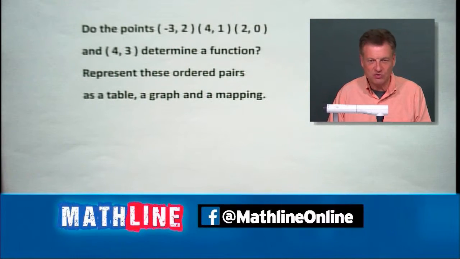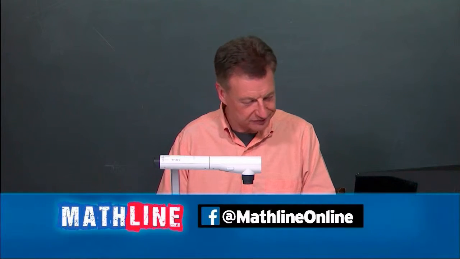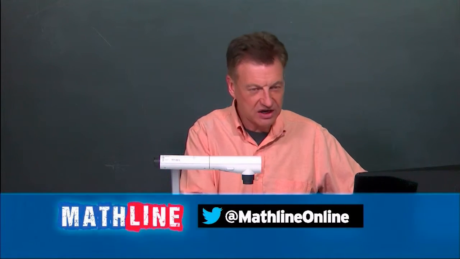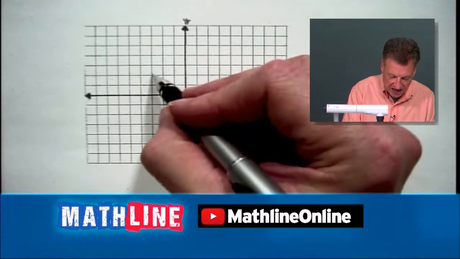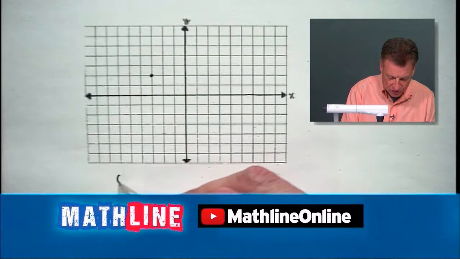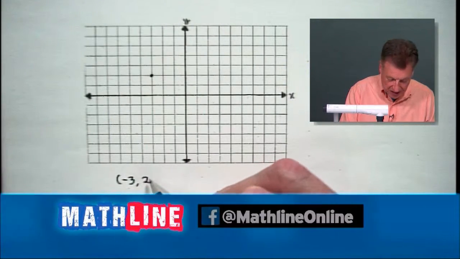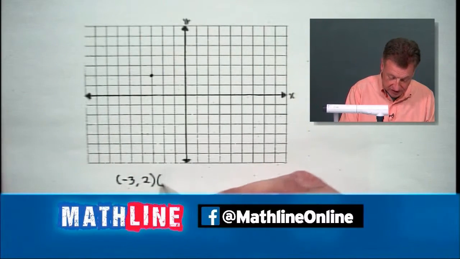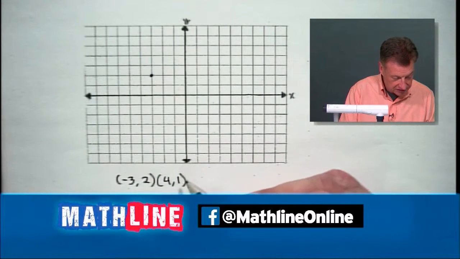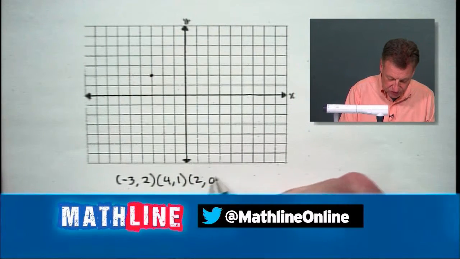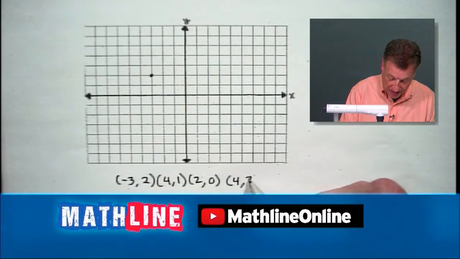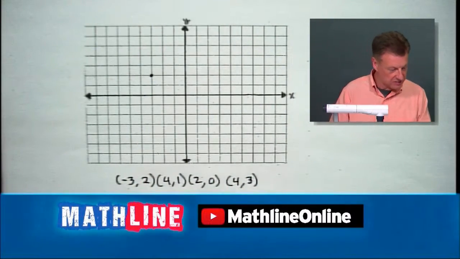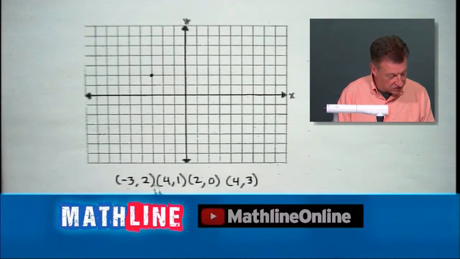So let's go to the graphing paper, and let's put our points on here, my friends. First of all, we've got -3 and +2. Let me just write those down there while you guys are writing also. -3, 2. We get 4, 1. We've got 2, 0. And we got 4, 3. Everybody good on that? I hope I didn't mess up anything. If I did, we'll still use those points.